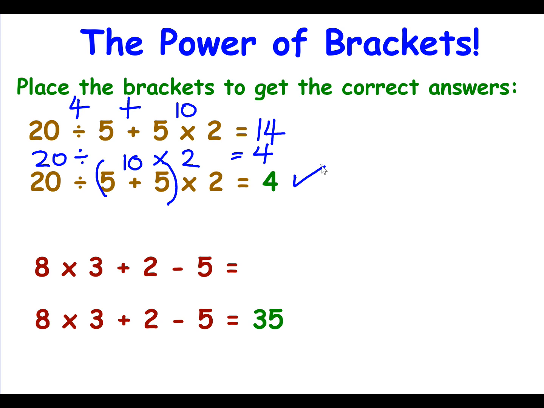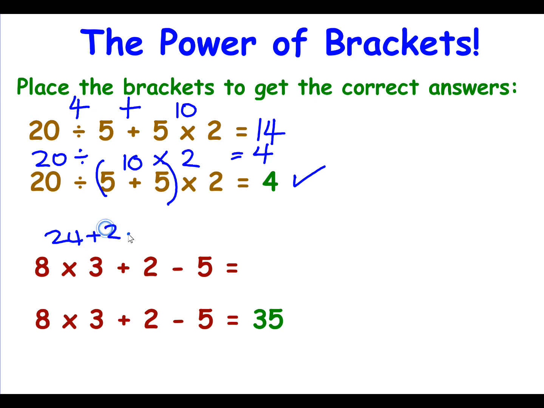Let's do the same thing with the next problem. So we need to place brackets on this problem to give us an answer of 35. Without the brackets, let's have a look at what we get. Well, we have a multiplication, which is a higher priority than addition and subtraction. So 8 times 3 is 24.